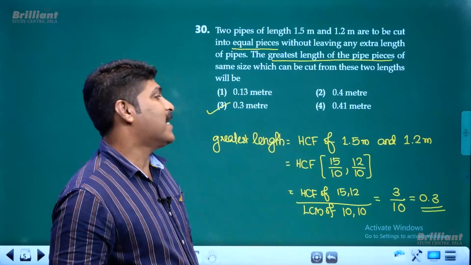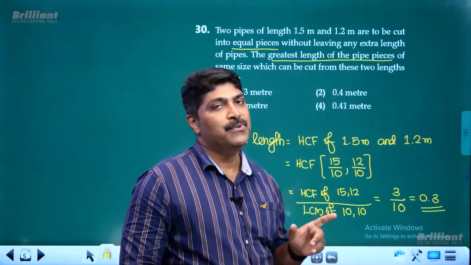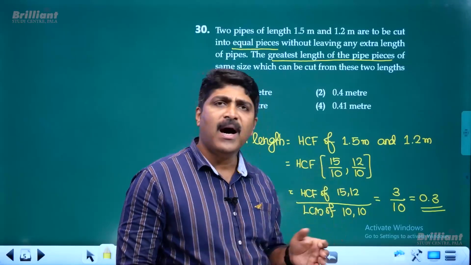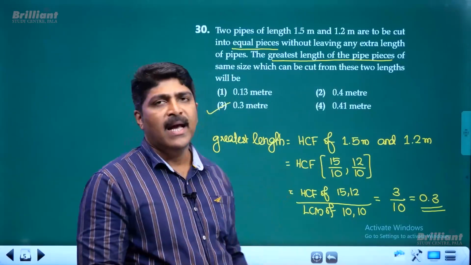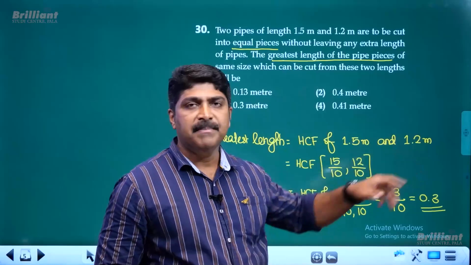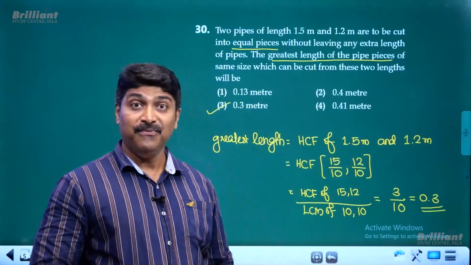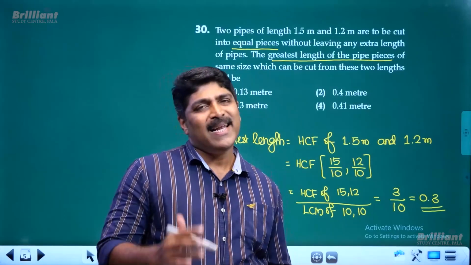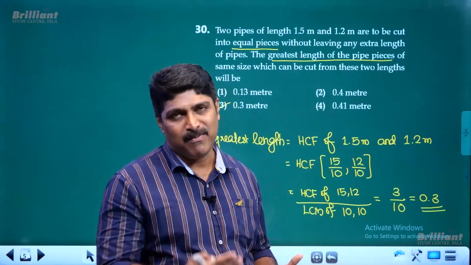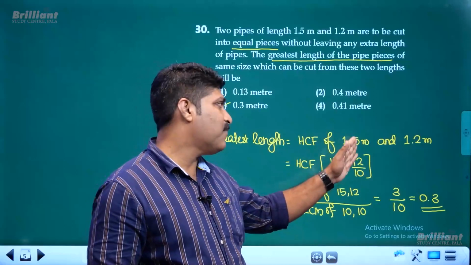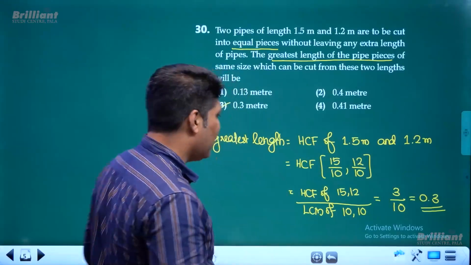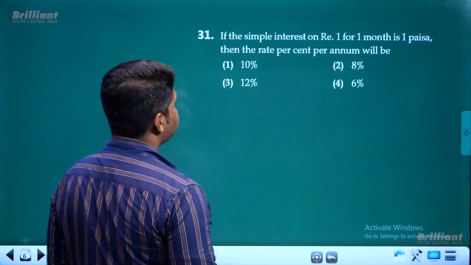Or otherwise, you just consider that these two are one-decimal-place numbers. Instead of 1.5, consider it as 15, and the other number as 12. What is the HCF of 15 and 12? That is 3. Then give that decimal place back. So the HCF of 1.5 and 1.2 is 0.3. That's a simple logic. This is a conventional approach.